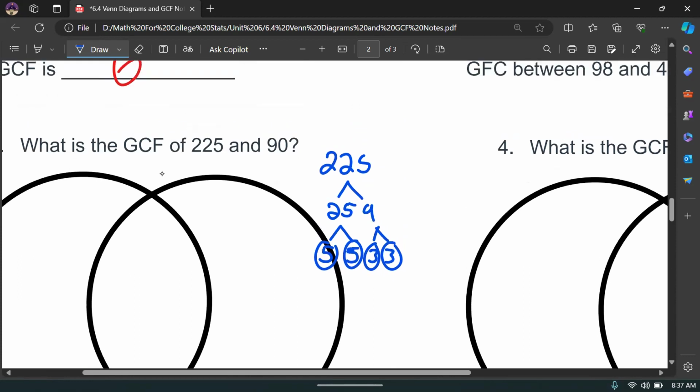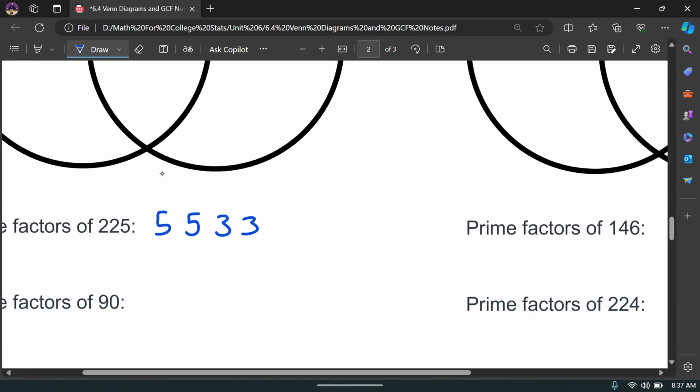All right, now let's look at 90. So doing the same thing with 90, I can do 90 with 9 times 10. The 9 can be 3 and 3, and the 10 can be 2 and 5, right? And again, that all finishes the branches. 3 and 3, 2 and 5 are all prime numbers. So we have 3, 3, 2, and 5.